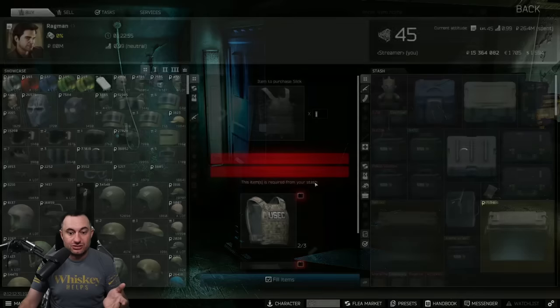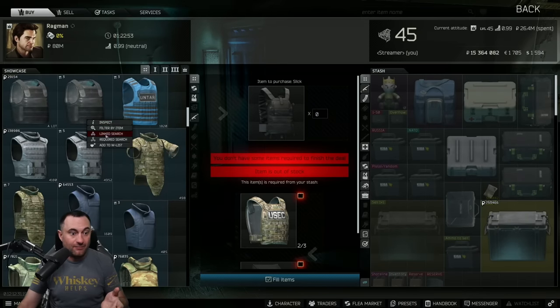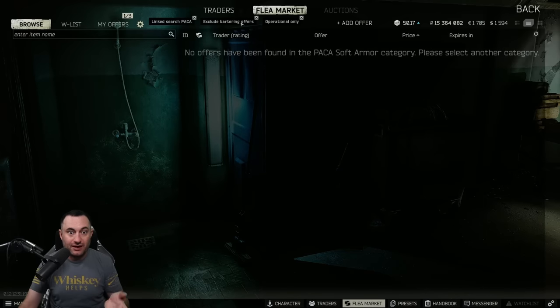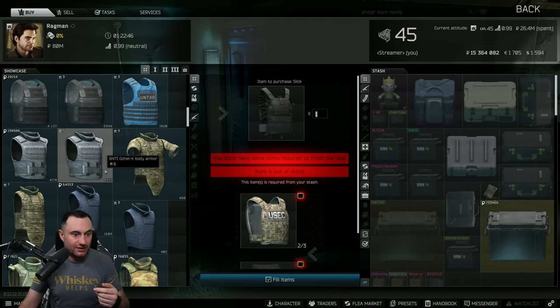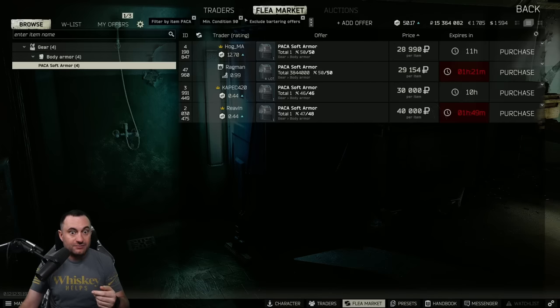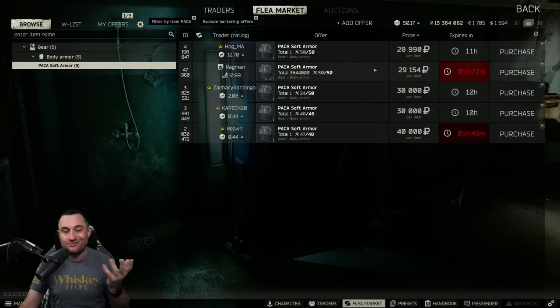But the other way is just to look on the flea market itself. And just make sure you have your filters set right with minimum condition and operational only. Oh, I link searched. Let me go back here real quick. I link searched that. Filter by item, min condition, operational only. There's none here. You'll see them sometimes at 20, 25,000.